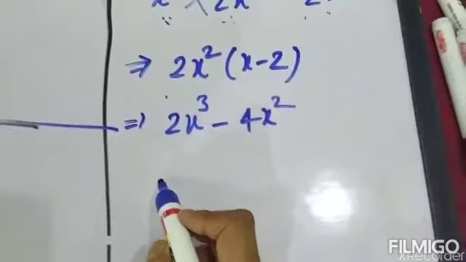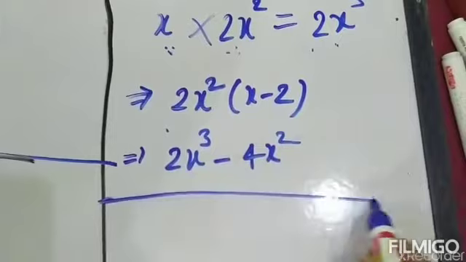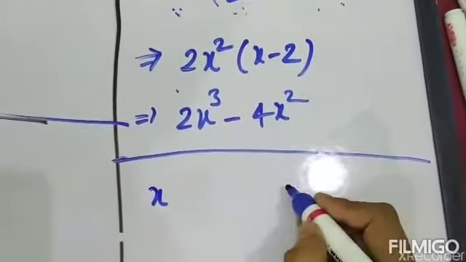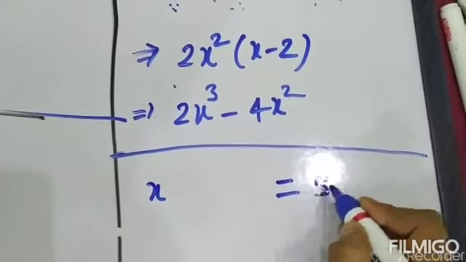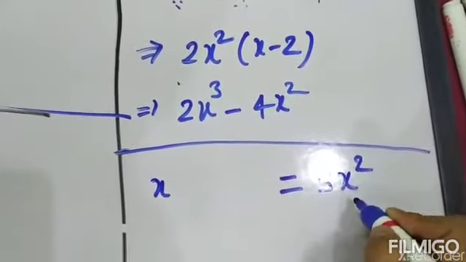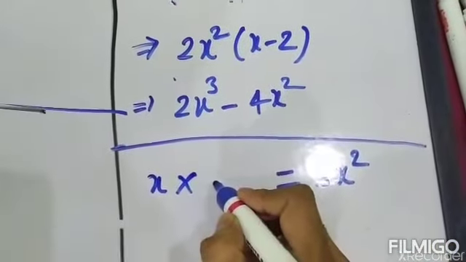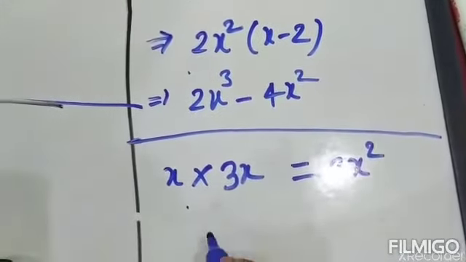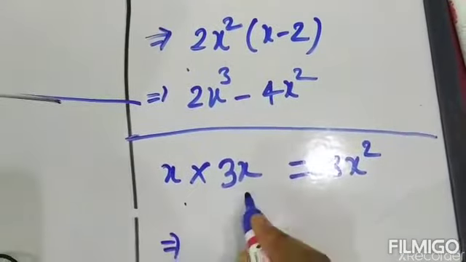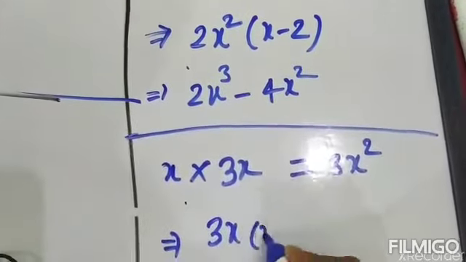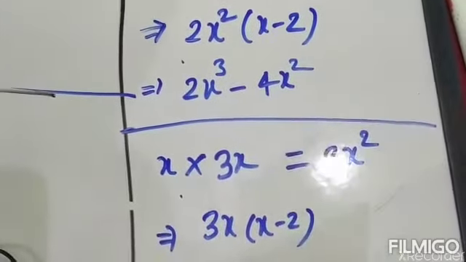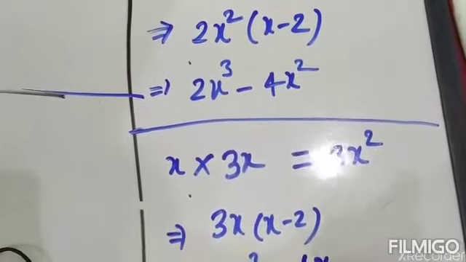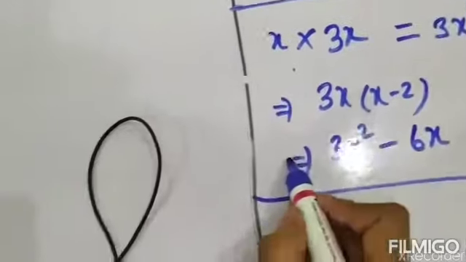So see, we did the first step. Now the next step: we have x. We need 3x square. So at what number are we going to multiply? We multiply with 3x. So x into 3x is 3x square. And this 3x multiplied with x minus 2 gives 3x square minus 6x. Clear? And this we are going to write here.